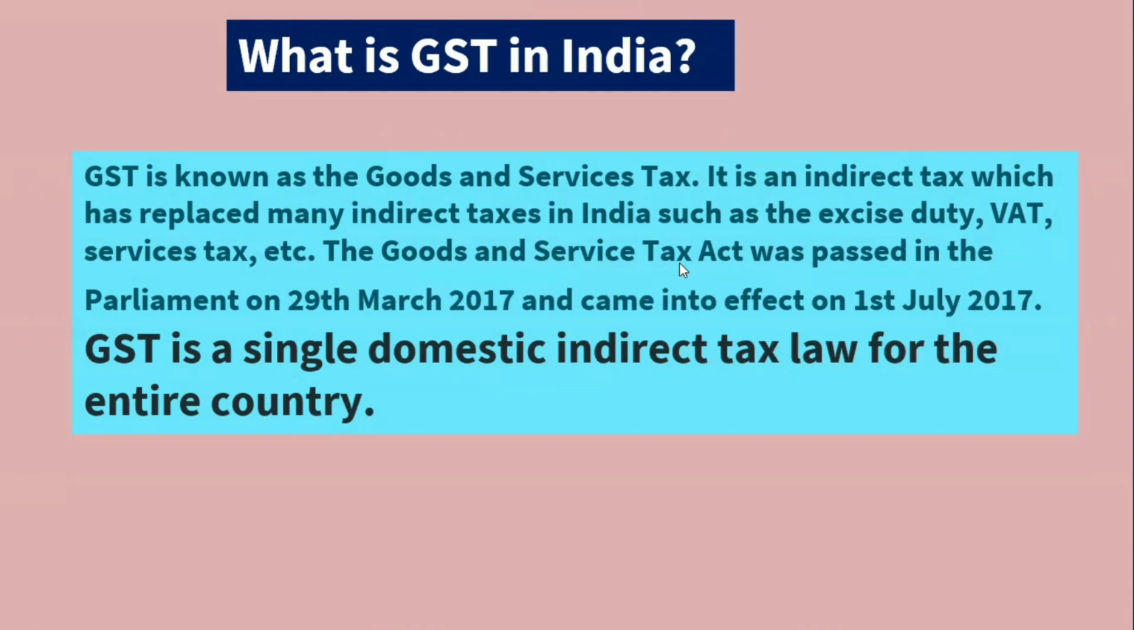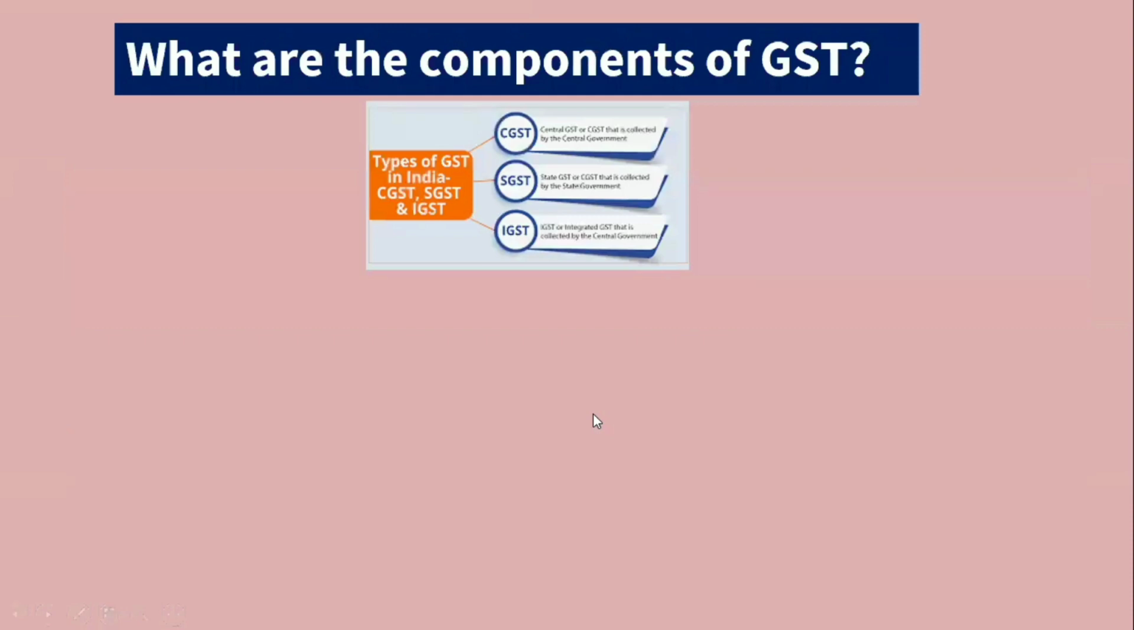Okay, so the Goods and Service Tax Act was passed in the Parliament on 29th March 2017, and it came into effect on 1st July 2017. And GST is a single domestic indirect tax law for the entire country. Now, what all different components of GST we need to understand? So, types of GST, we have CGST, SGST, and IGST.